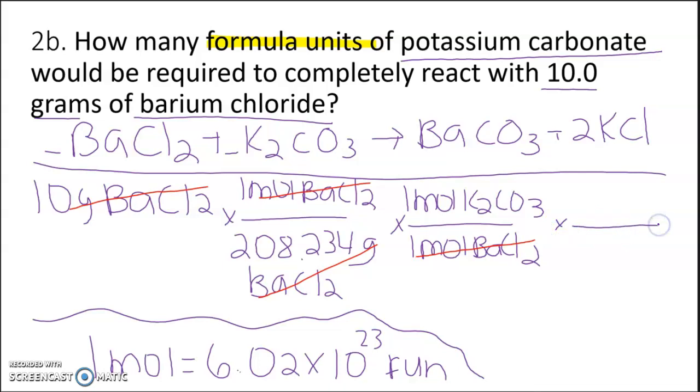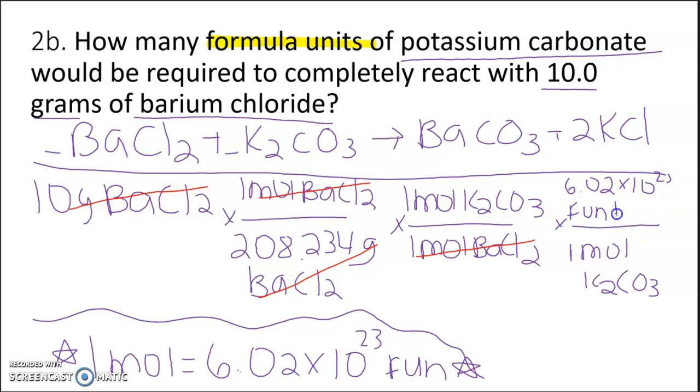And now we can use Avogadro's number, which is this conversion. Because I have moles K2CO3 at the top right here, I have to write 1 mole K2CO3 at the bottom, and then Avogadro's number up top. To solve this, typing in scientific notation in the calculator isn't easy, so pause this video. I want you to type this in and make sure you have it correct, and then hit play when you get the answer. And you should get 2.89 times 10 to the 22 formula units.